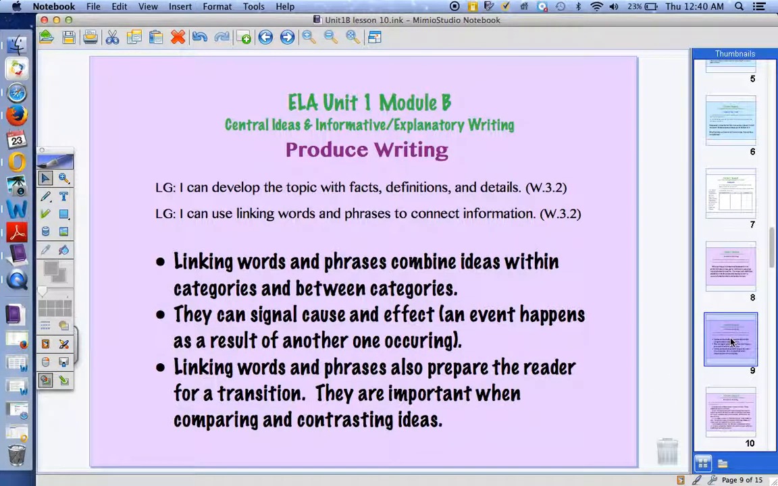So things that I'll be looking for in your paragraph. Be sure to include linking words and phrases to combine ideas within categories and between categories. Also, they can signal cause and effect. An event happens as a result of another one occurring. Linking words and phrases also prepare the reader for a transition. They are important when comparing and contrasting ideas.